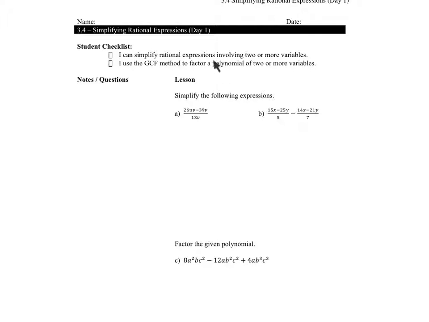So it's a rational expression involving two or more variables, and you have to use the GCF method to factor a polynomial of two or more variables. So we're going to talk about what the GCF method is, but you guys should know, and maybe make a note of it right now, that the GCF method just means greatest common factor. All right, so we're going to make sure we do both of these things in today's lesson.